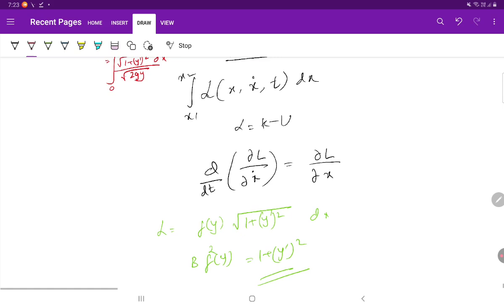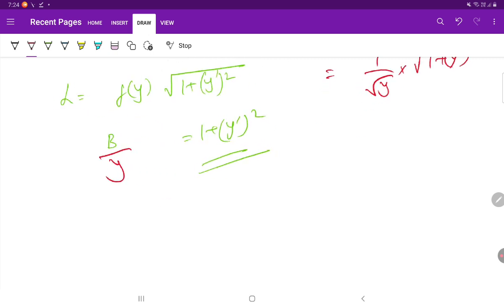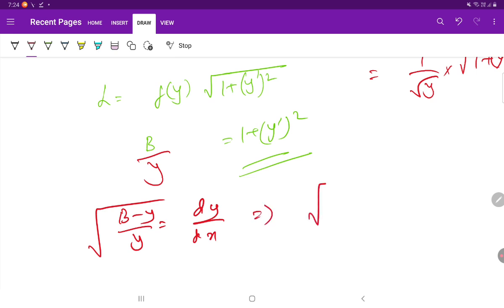Now, can you relate this to be similar to that one, which is basically 1 by root y into under root 1 plus y dash square. So just f of y is equal to 1 by root y. Hence, you will get b by y is equal to 1 plus y dash square. Thus (b minus y) by y is equal to (dy by dx) square. I am taking the positive sign for now. Hence under root y by (b minus y) is equal to dx.